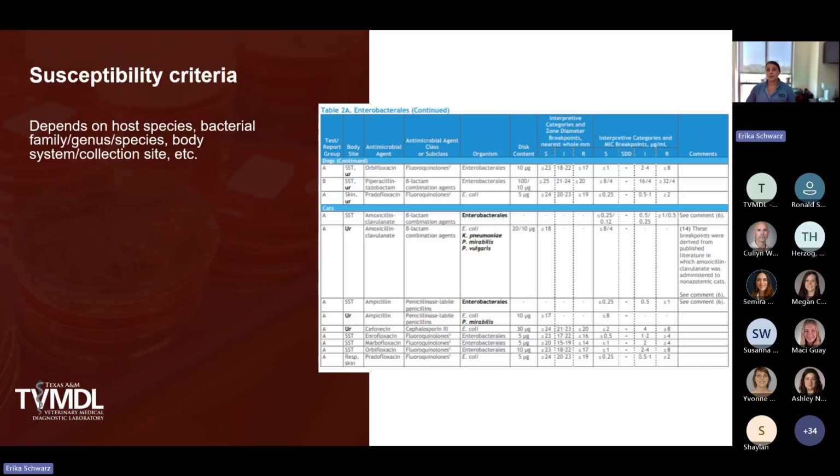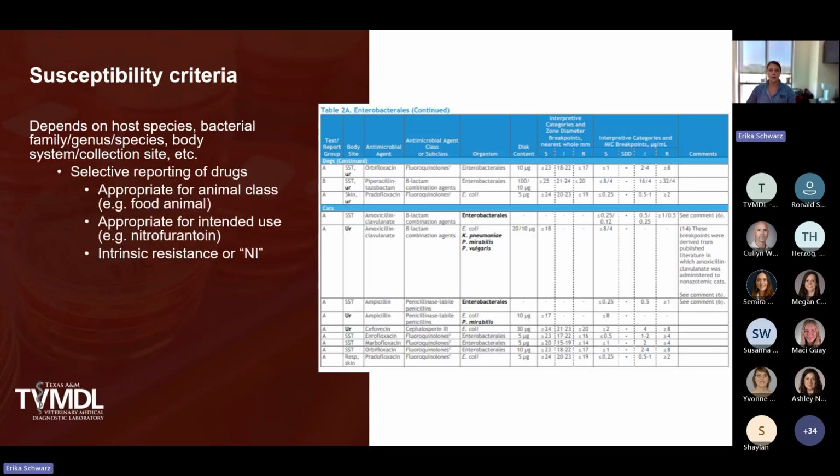So, susceptibility criteria. We use published susceptibility criteria that's been set by the Clinical and Laboratory Standards Institute, or CLSI, to determine whether something is susceptible. The image on the right is a screenshot from one of our CLSI manuals, and I just want to impress upon you how complicated these determinations can sometimes be. So we use host species, bacterial family or genus of species, the body system that it was collected from, the type of drug. All of these factors are included in the determination of whether something is susceptible.